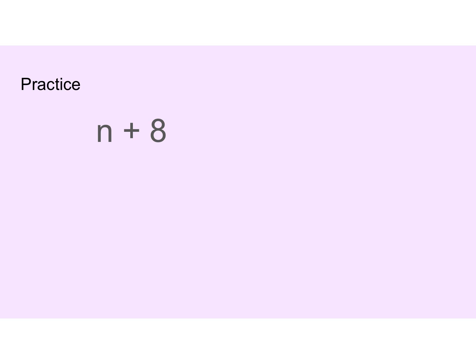Now the answer is n plus 8. N being the variable because we don't know what that number is. More being addition, and then 8. So going back real quickly, we had 8 more than a number.